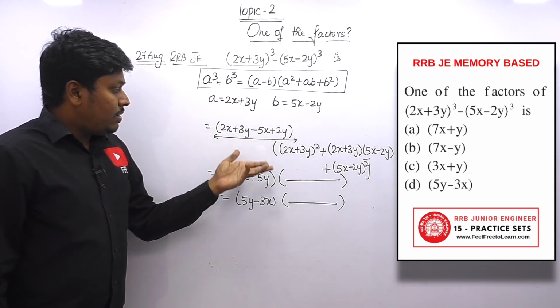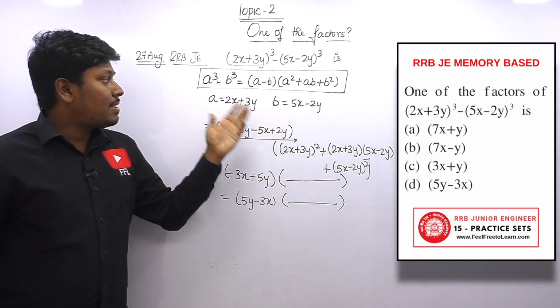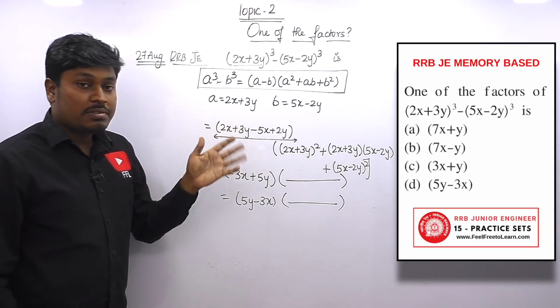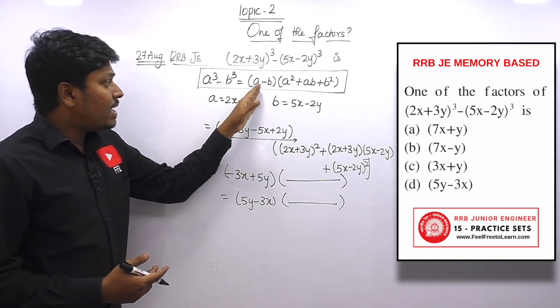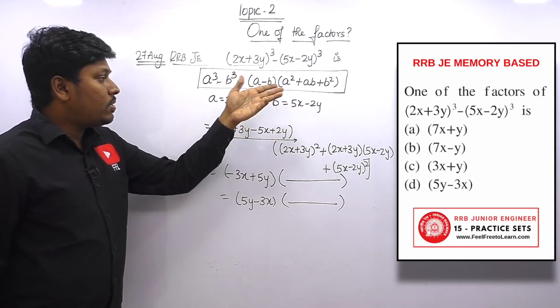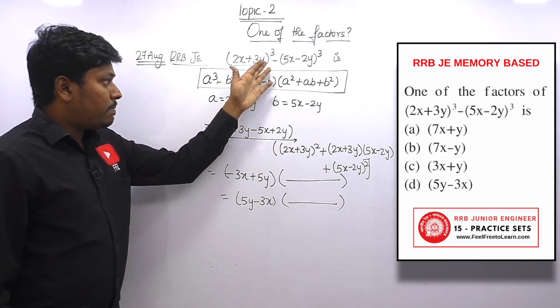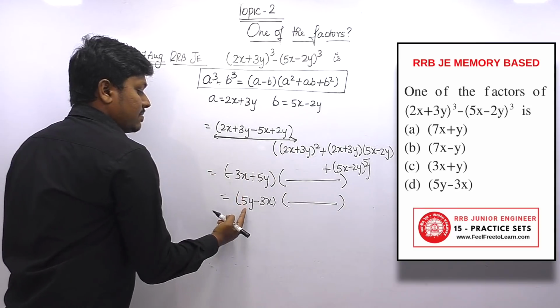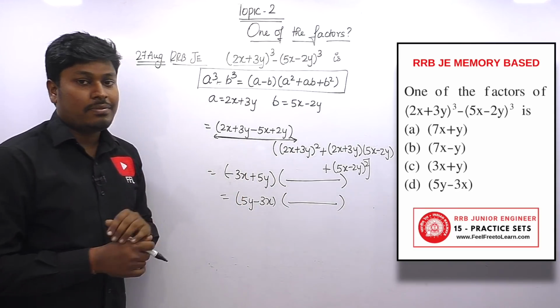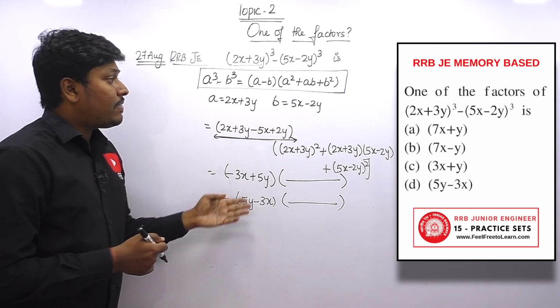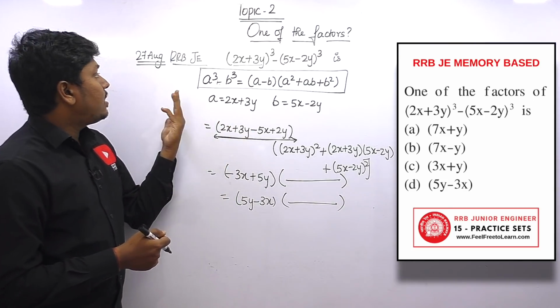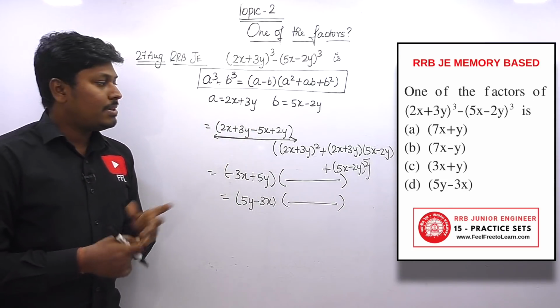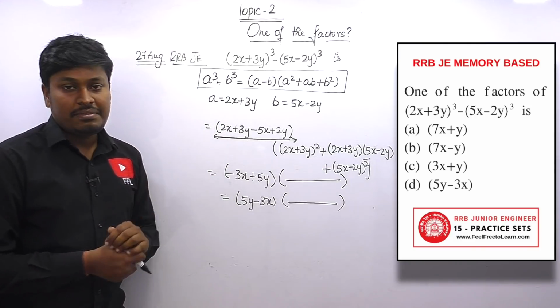But by using this easiest formula, that is a cube minus b cube, there are many formulas for a cube minus b cube. We have a simplified formula in order to crack a question like this. If you apply the values of a and b, even in the first step we are getting an answer, that is 5y minus 3x will be the factor for this question. So this was the factor asked in the RRB JE 27th August exam. Easiest question, option D will be the answer.